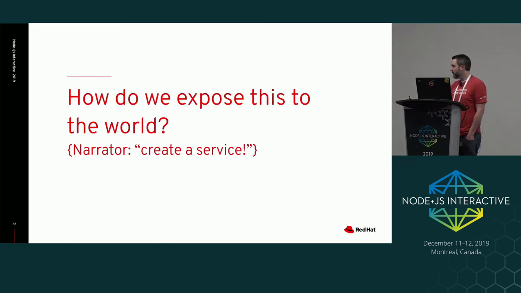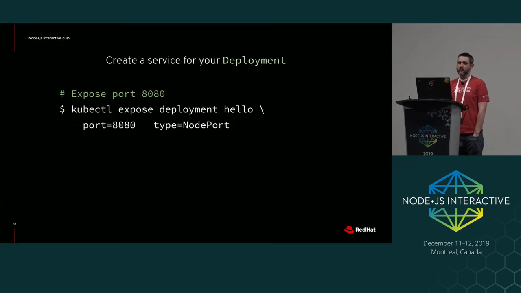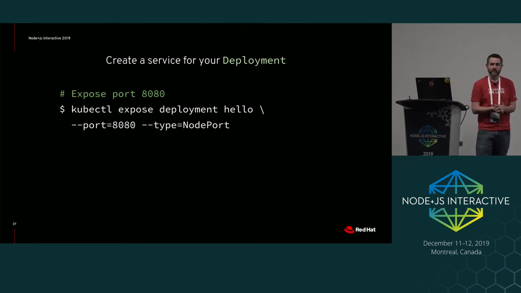All right, so now that we have something deployed, how do we actually expose that and get access to it? We have to create a service for that. So just doing plain Kubernetes, you do a kubectl expose. You want to expose the deployment with the name of hello. We're going to tell it to bind to port 8080. And here we're going to use a type of NodePort.